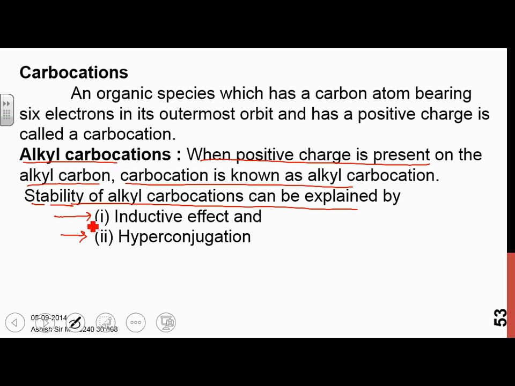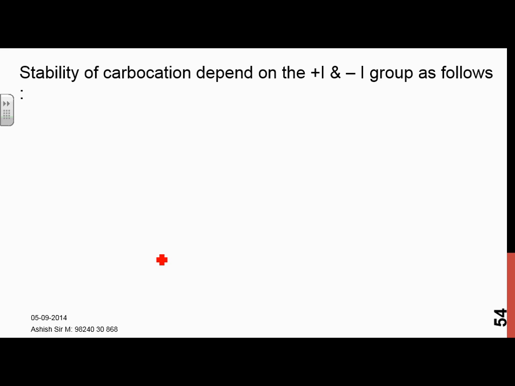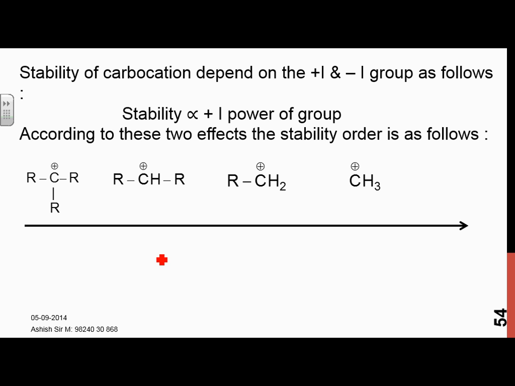Inductive effect. Because of two reasons, tertiary carbocation is more stable than secondary, and secondary more stable than primary. I had already explained hyperconjugation. Now, I have already told you that alkyl groups are always positive inductive groups. What does positive inductive group mean? They always donate electrons. They always donate electrons. See, here I have this tertiary carbocation.